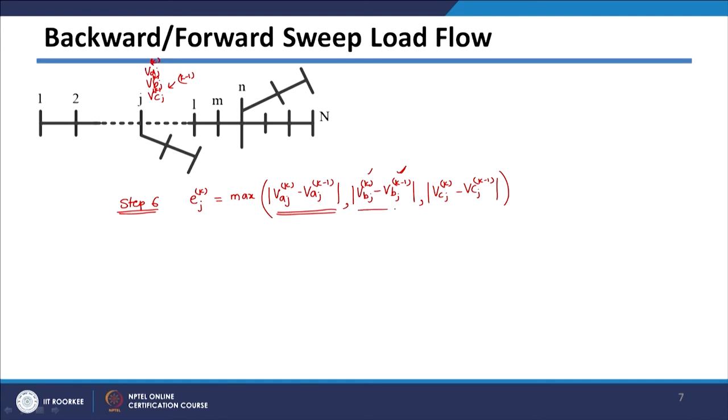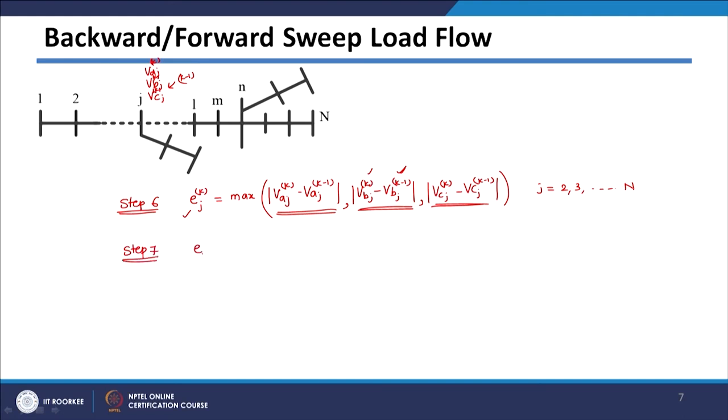Maximum may be coming in A phase or B phase or C phase, will be nothing but error in voltages of say jth bus. So, this will run for j is equal to 2, 3 and it will go up to n. So, we will get errors in bus voltages, maximum error in bus voltages at each of the bus, and then step 7 will be similar to our algorithm.